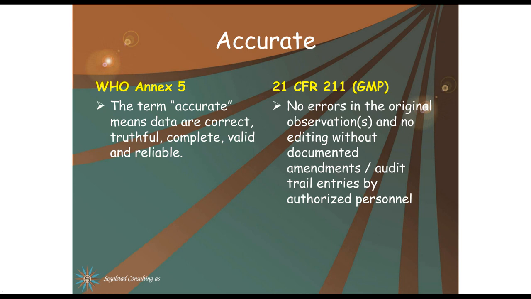Finally, the second A in ALCOA, which is for accurate. And WHO states that the term accurate means that data are correct, truthful, complete, valid, and reliable, whereas the GMP states that no errors in the original observation or observations, no editing without documented amendments, audit trail entries by authorized personnel.